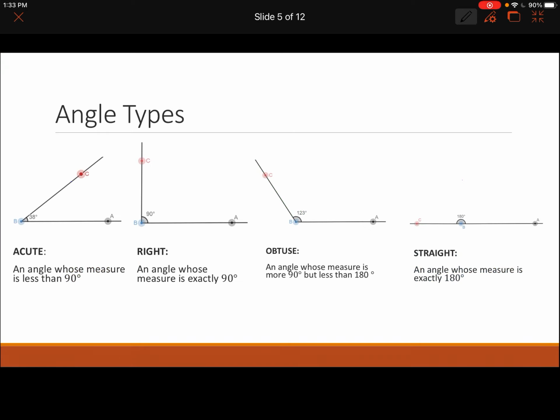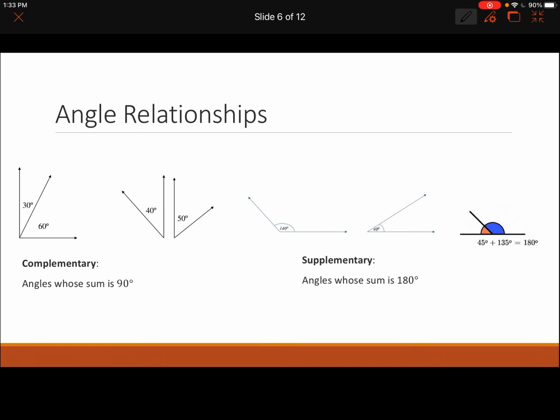So the angle types that we have are acute angle, right angle, obtuse, and straight. I'll let you read that. It's pretty straightforward. And then we have angle relationships. We have complementary angles. They add to be 90. It's important to note that complementary angles do not have to be adjacent or beside each other to be complementary. The sum of those 2 angles just needs to equal 90. And the same thing for supplementary angles. They're just 2 angles whose sum is 180. The angles do not have to be adjacent. Just the values have to add to equal 180.